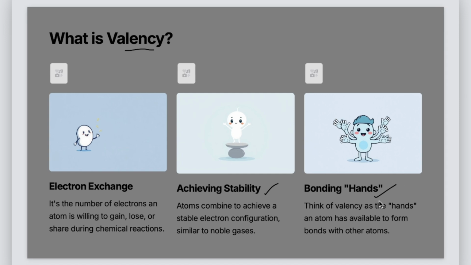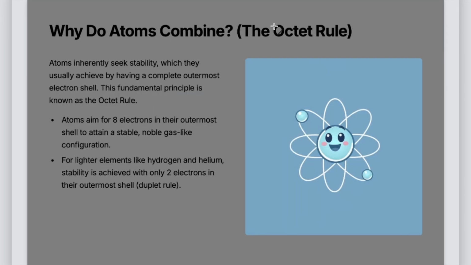Now that we understand what valency is and why elements combine, let's move to the next important concept, the octet rule. This rule helps us understand why atoms gain, lose, or share electrons in the first place. So let's see what the octet rule says and how it connects to valency.